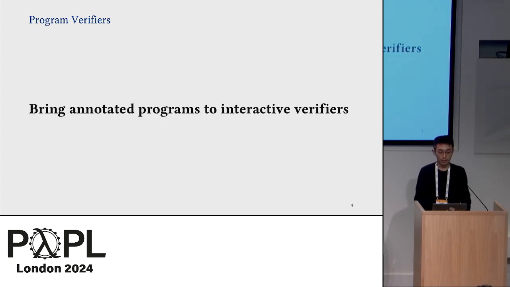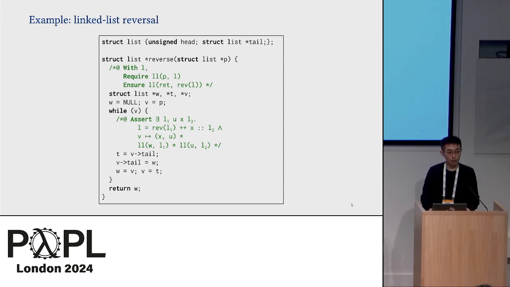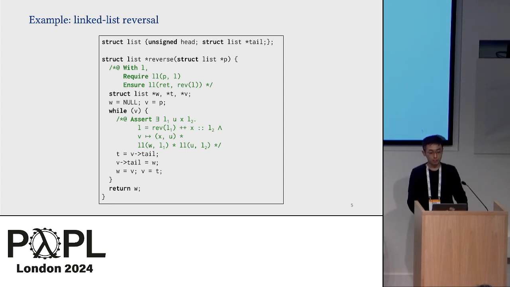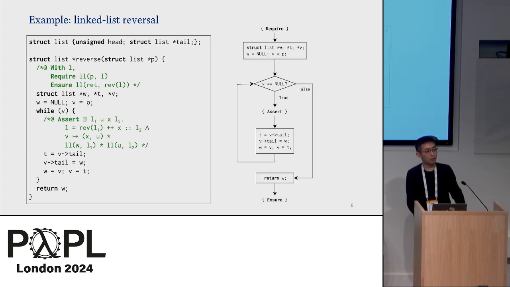So what we are doing here is trying to bring the benefits of annotated programs to interactive verifiers. Now I'm going to show an example demonstrating VST-A's workflow. This is the source code of a linked list reversal in C with annotations of specifications and assertions. First, VST-A will parse the program into this control flow graph.